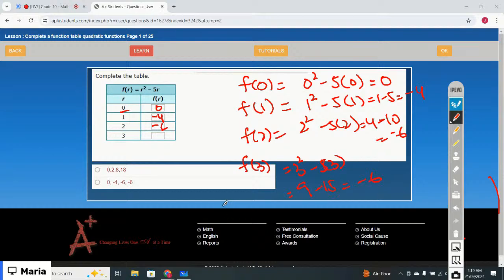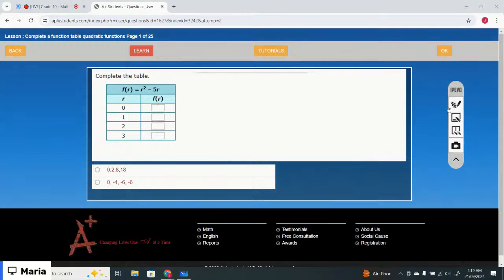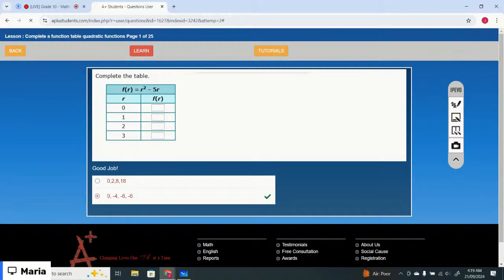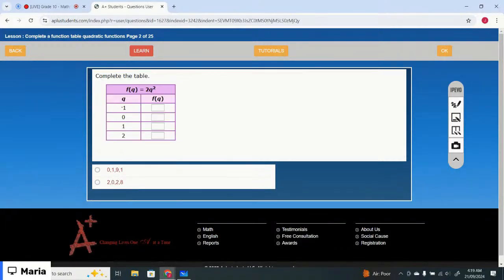So the correct option is option number 2, that is 0, negative 4, negative 6, and negative 6. Option number 2 is the correct option. That's the second option. Complete the table. So which is the correct option?